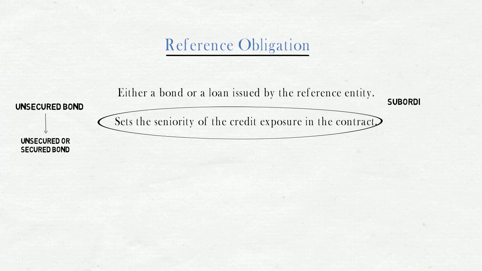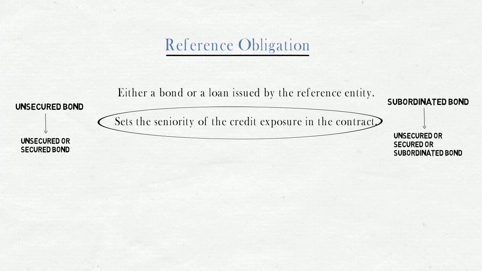Likewise, if a subordinated bond is chosen as a reference obligation, then along with any other subordinated bond, an unsecured or secured bond can also be delivered to settle the CDS, because the unsecured or secured bonds are senior in the capital structure to that subordinated bond.